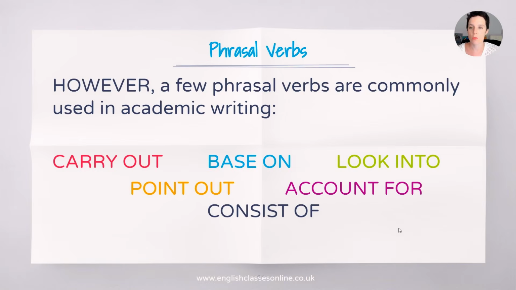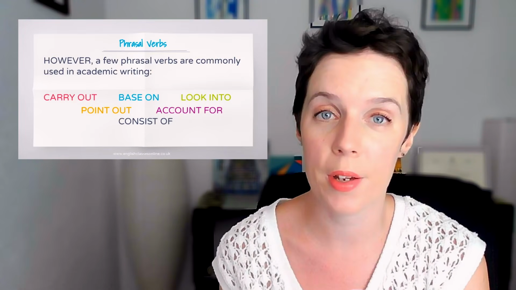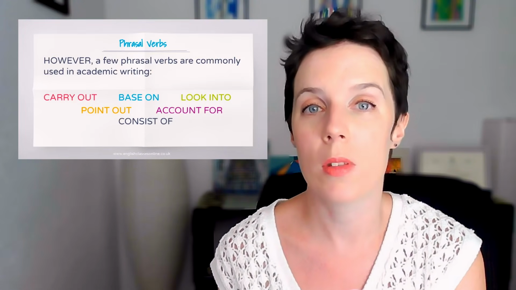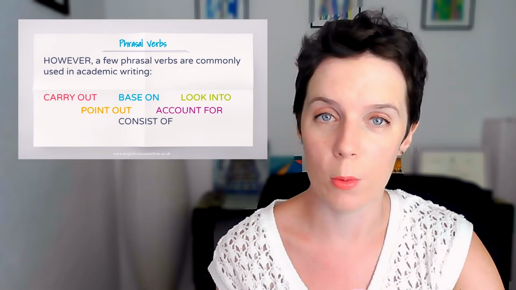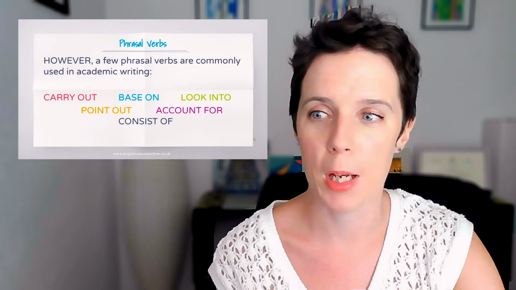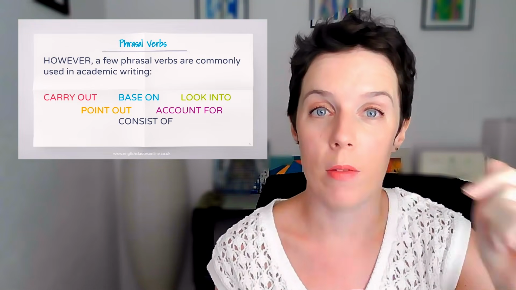So these are the phrasal verbs that you'll be able to use in your essay. We've got carry out, base on, look into, point out, account for, and consist of. They're the phrasal verbs that are appropriate to use. We're going to take a look at them now in context, and if you can use any of these in your essay, you'll get quite a high mark for language and for your vocabulary. So again, stay away from phrasal verbs apart from these.